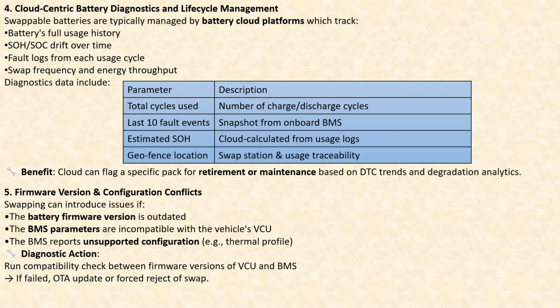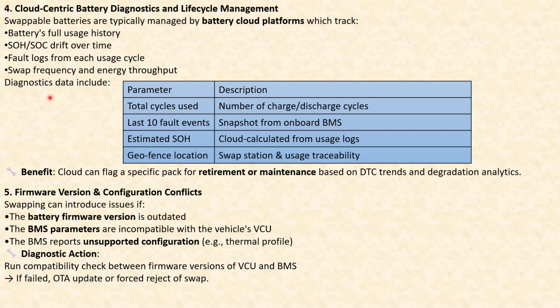All right. Now talking about cloud-centric battery diagnostics and life cycle management. This is very state-of-the-art technology, and it is more and more being used by many OEMs nowadays. Swappable batteries are typically managed by battery cloud platforms which track the battery's full usage history, SOH, SOC drift over time, fault logs from each usage cycle, swap frequency and energy throughput. So these are the various parameters or metrics that are tracked by cloud-centric battery diagnostics.